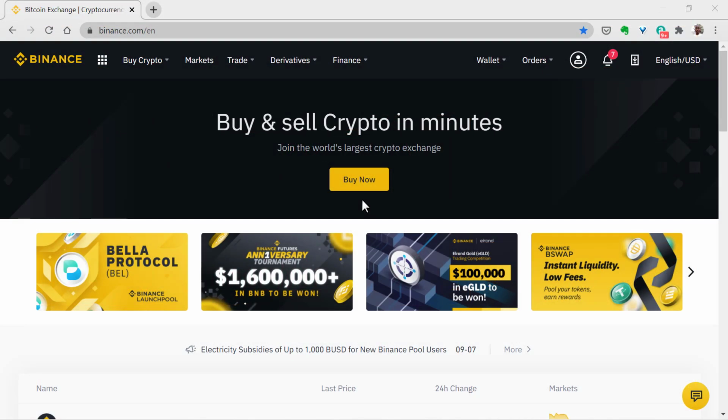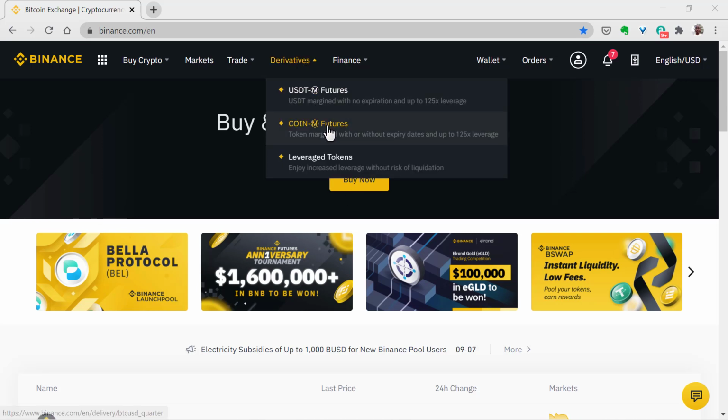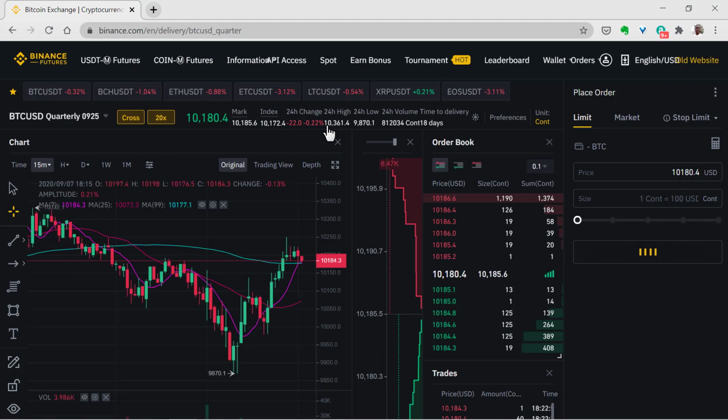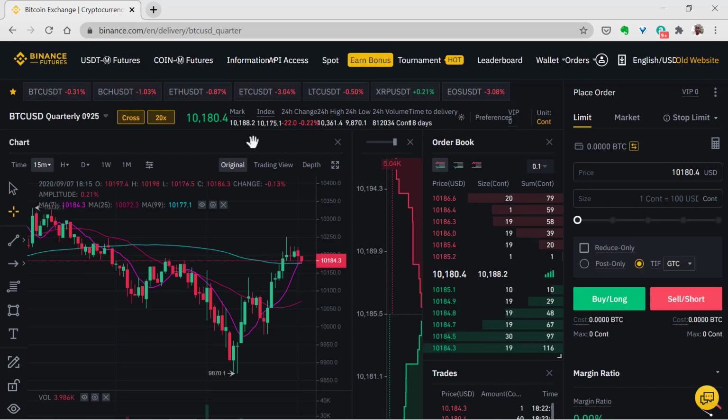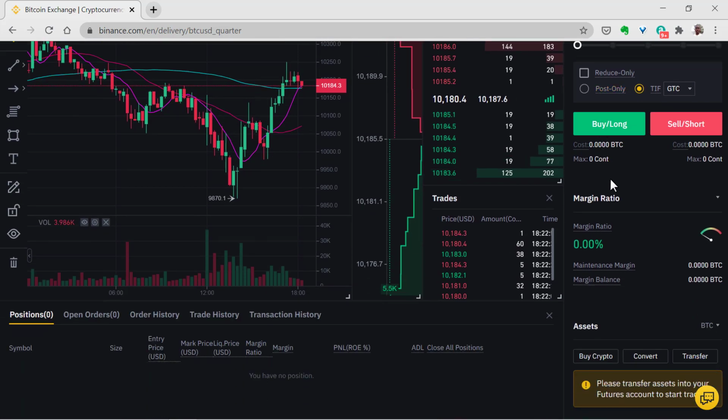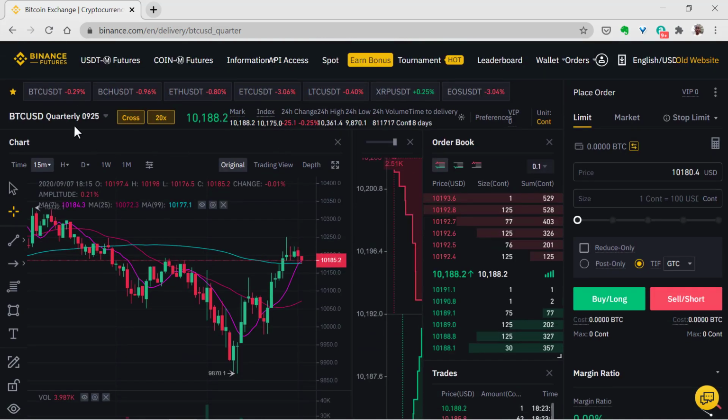So let's get started. From the home page, we move over to the Derivatives tab and click on CoinM Futures. So here we see the different parts of the exchange. You see the charts, the order book, the order panel, the margin panel, and the trading activity panel. At the top here we have the menu bar.